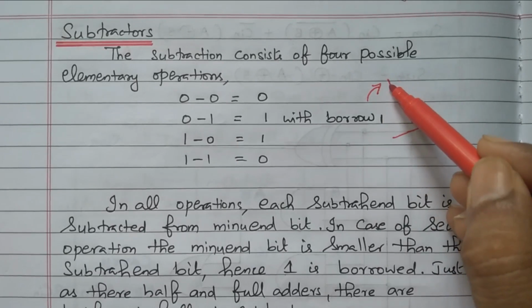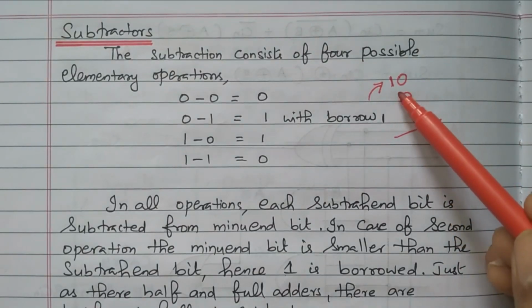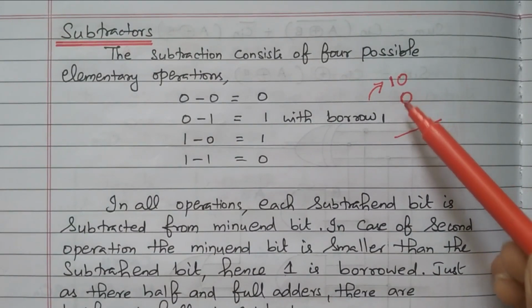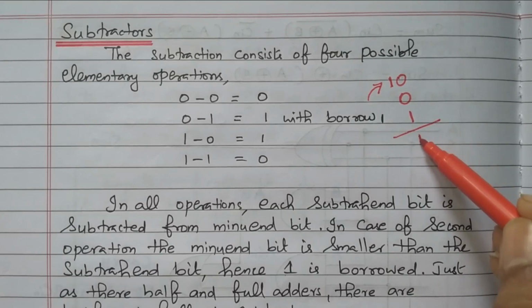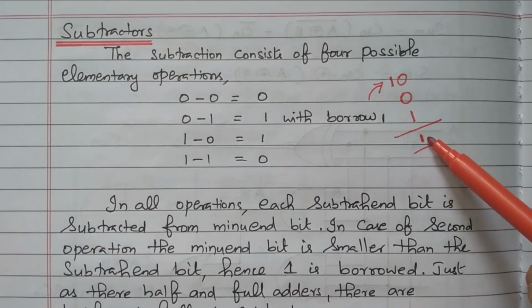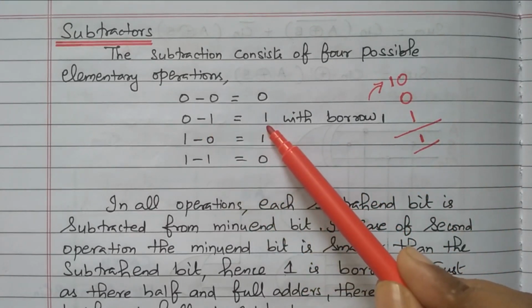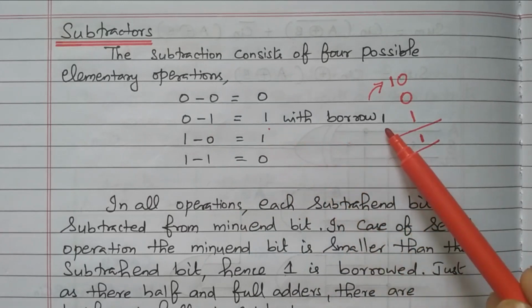So while borrowing, what will happen? The 0 becomes 10. What is 10? 10 is nothing but the decimal equivalent of 2. So 2 minus 1 is 1. The difference is 1. So borrow is also 1, difference is also 1. See this, 0 minus 1: the difference is 1 and with a borrow of 1.